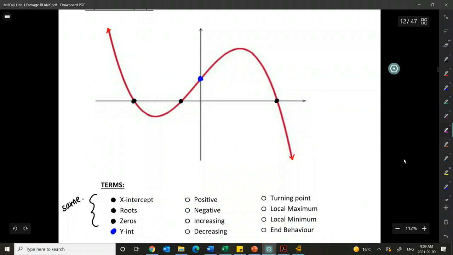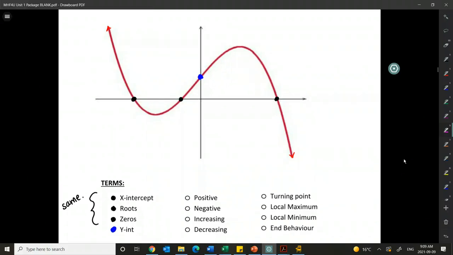Okay, so the next column here, we have the words positive and negative, and then we have increasing and decreasing. Positive is different than increasing, and negative is different than decreasing. The positive sections of the graph and the negative sections of the graph are where y is positive and where y is negative. So this right here is a positive section of the graph. Here's another positive section of my graph here. The negative sections are the ones below the x-axis where the y's are negative.